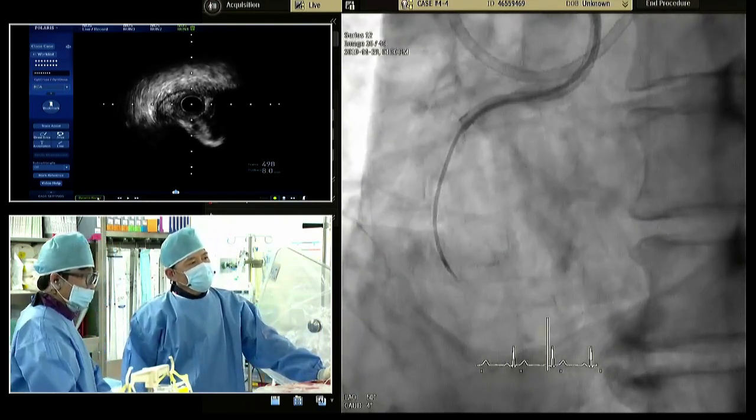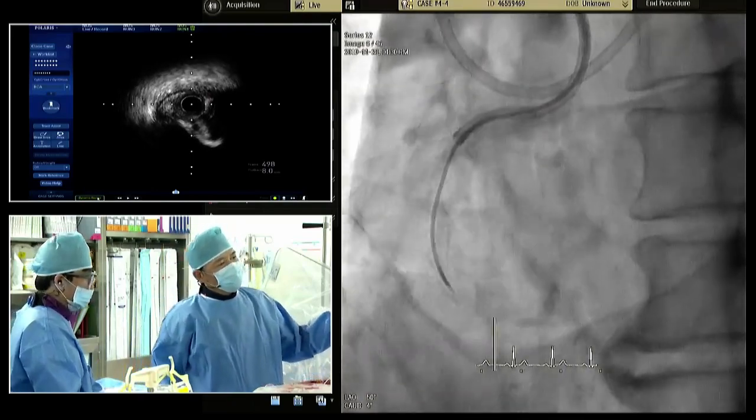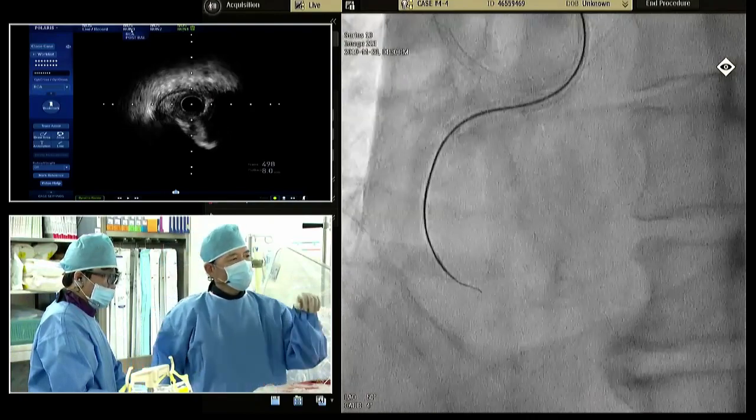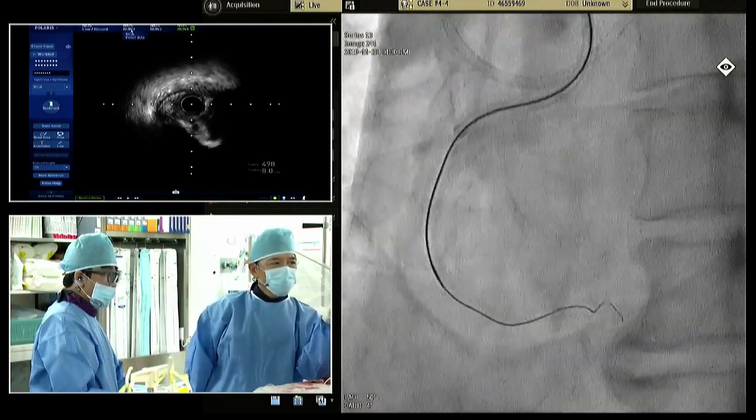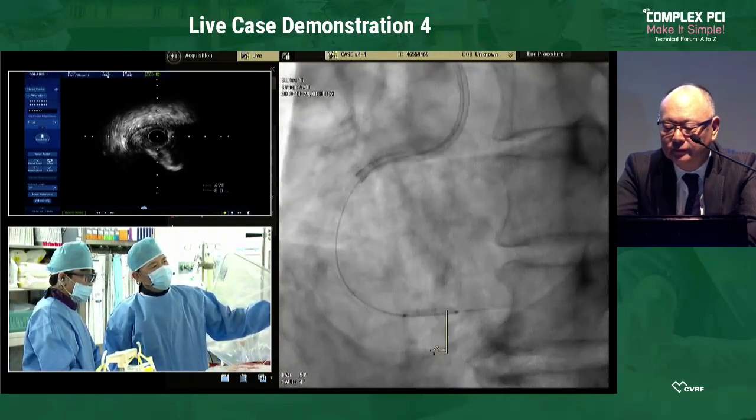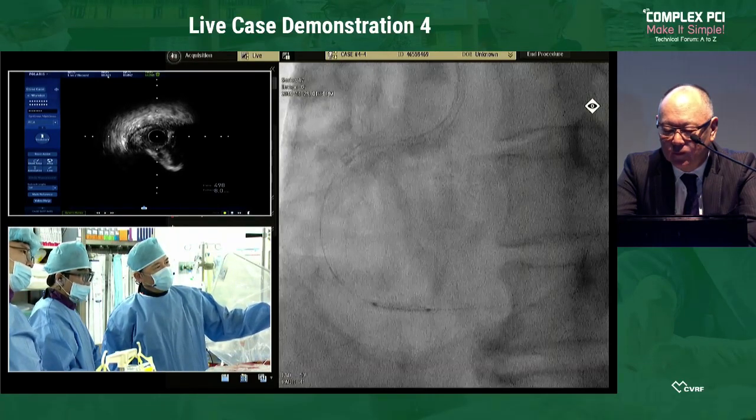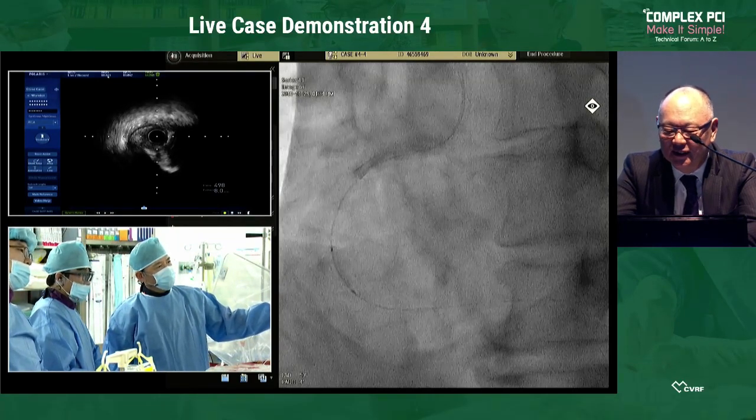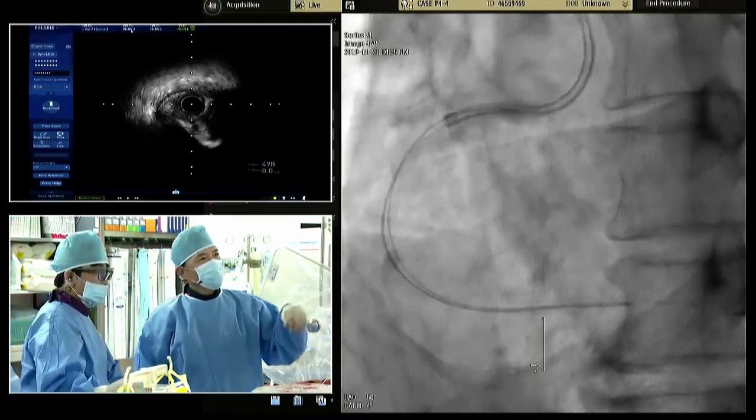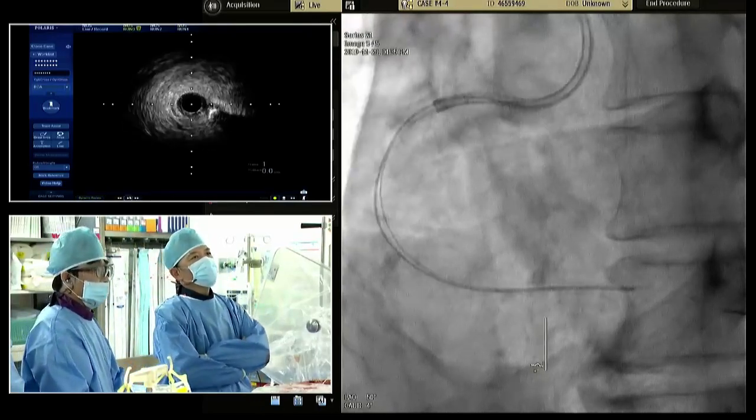Oh, another tight stenosis here? Yes, very diffuse. Very complex anatomy. I changed to the Gaia wire, and finally we can pass everything. This is a 2.0 balloon. We changed the wire to the Runthrough. So now I will show you the IVUS after the 2.0 balloon.